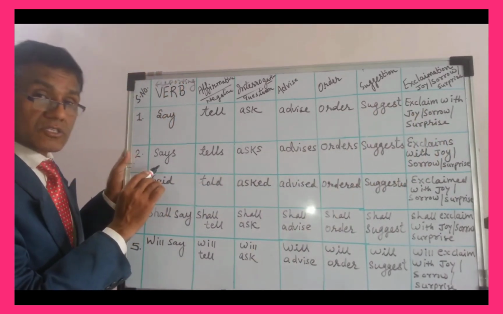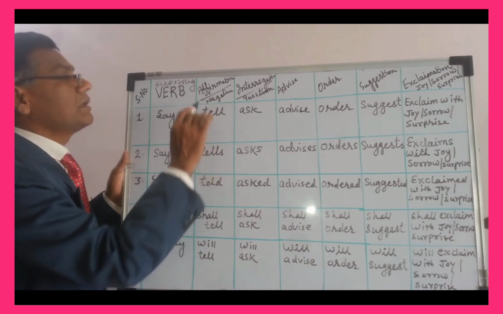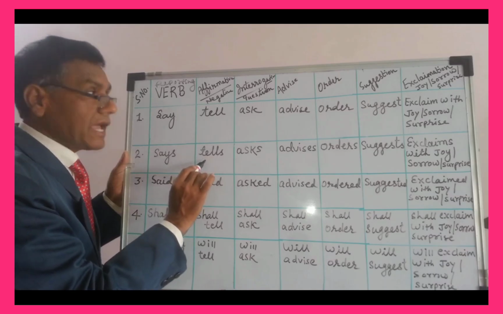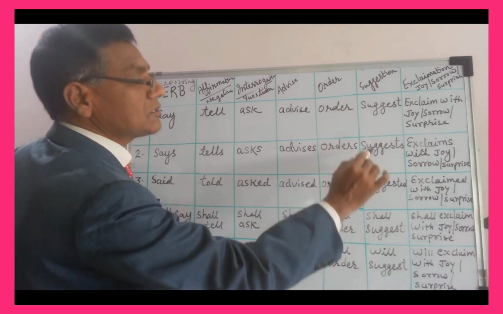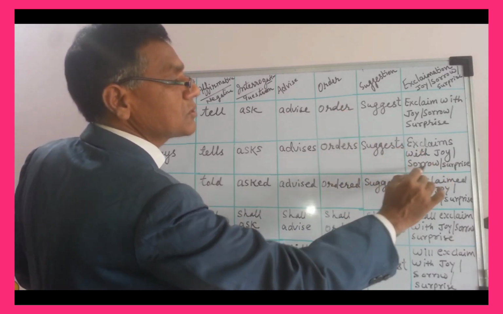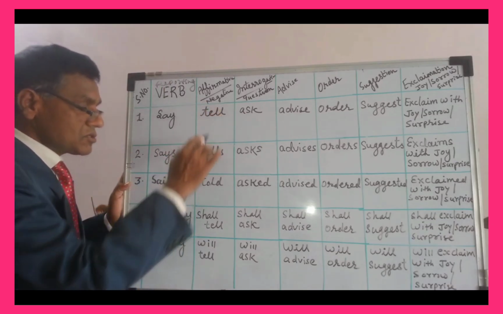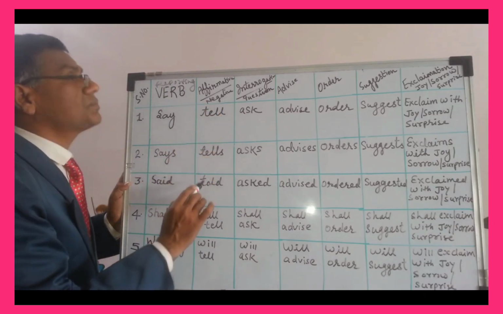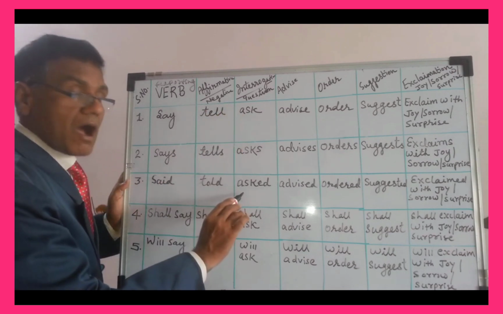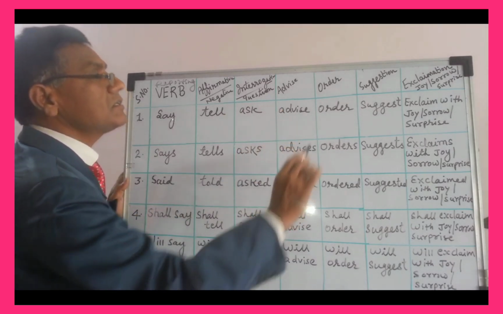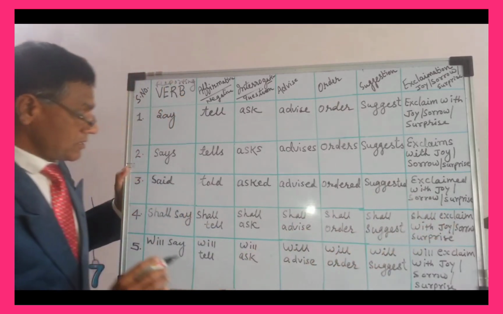The second verb is says. It is converted into tells. If the sentence inside the reported speech is either affirmative or negative, then tells. Question, asks. Advice, advises. Order, orders. Suggestion, suggests. And exclaims with joy, sorrow and surprise. The third verb is said. Said is converted into told. If the sentence inside the reported speech is affirmative or negative, then told; if a question is there, asked; advised, ordered, suggested, exclaimed with joy, sorrow and surprise.